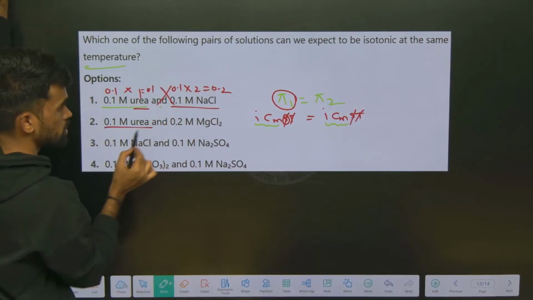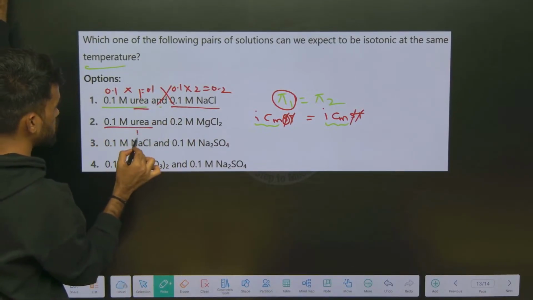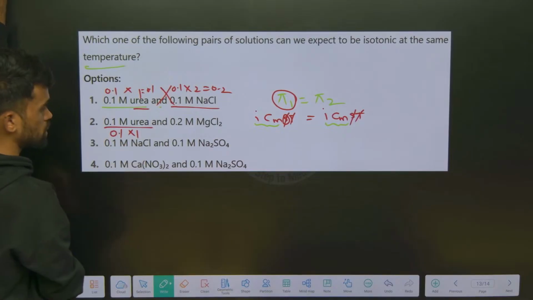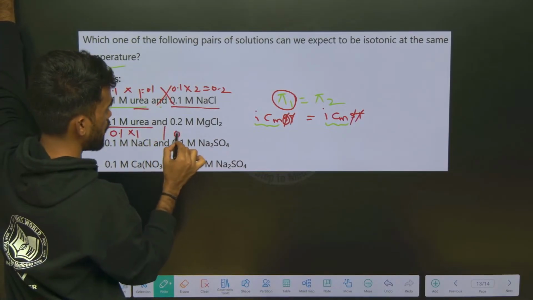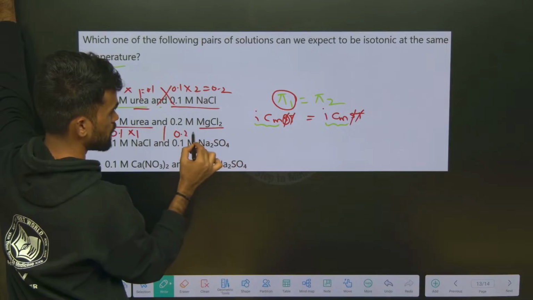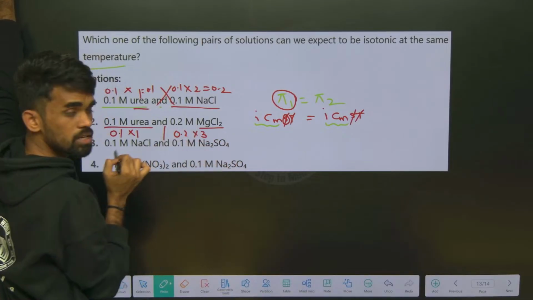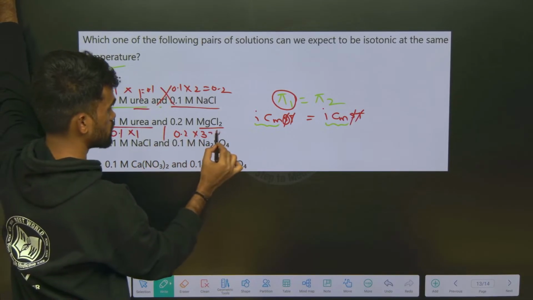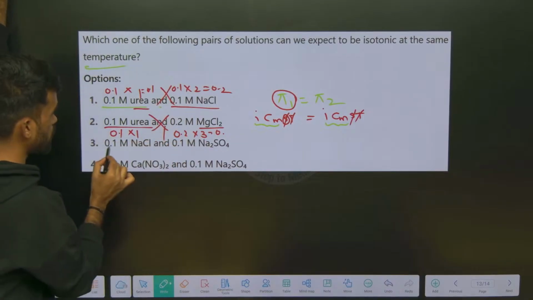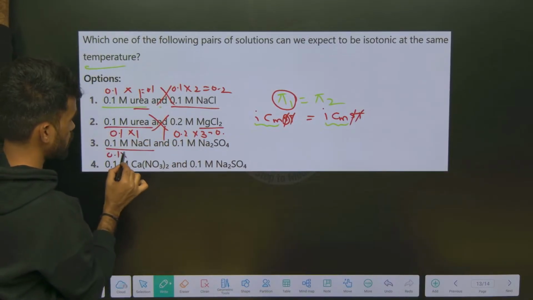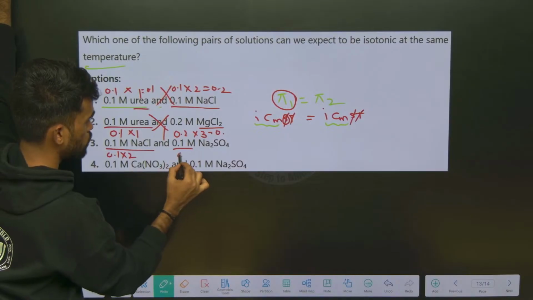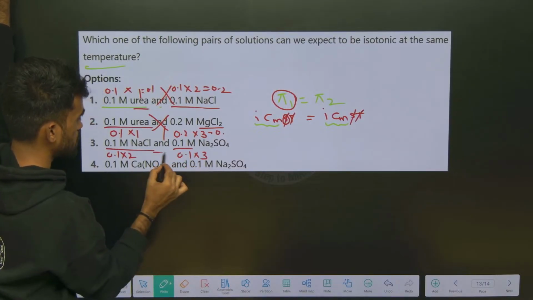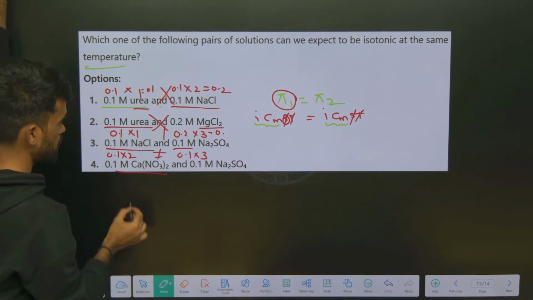And what about this? The i value for urea is 1 and its concentration is 0.1, and here the i value is for MgCl3 now, so 3 and 0.2, so this is 0.6, this is also not equal. Okay. What about here? So this is 0.1 into 2 and here 0.1 into 3. Okay, this is also not equal.